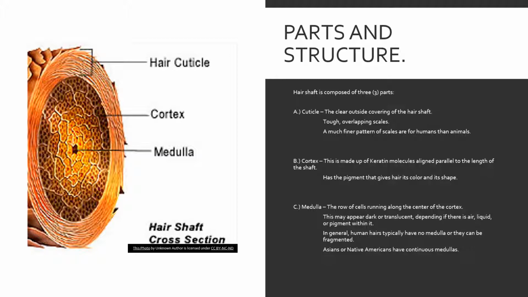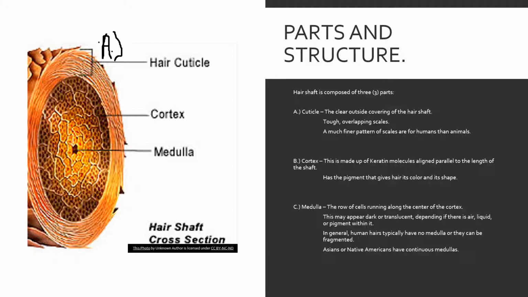So, parts and structure. The hair shaft is composed of 3 parts. The cuticle, where you see the words hair cuticle here in the picture. I'll put a letter A here so you can see that a little better. This is the hair cuticle, the clear outside covering of the hair shaft. It has tough overlapping scales, and a much finer pattern of scales for humans than animals. So you can see the overlapping layers there.